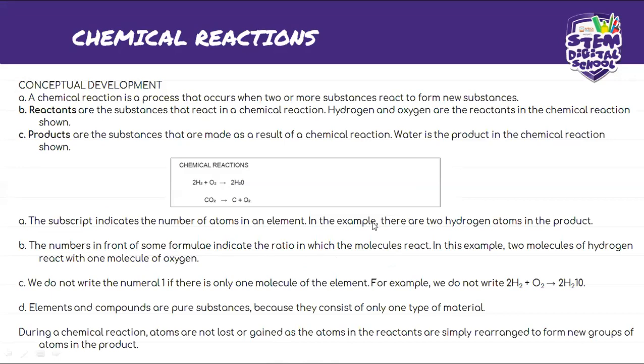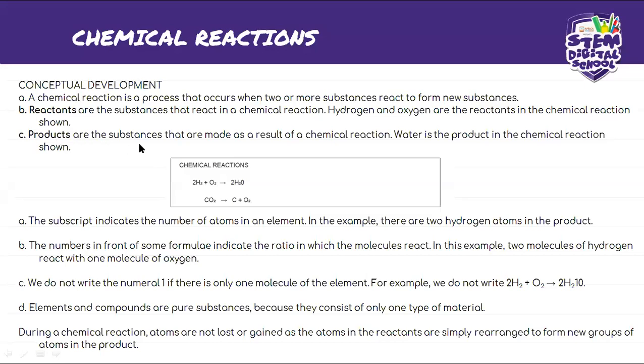A chemical reaction is a process that occurs when two or more substances react to form new substances. So you must take note of this explanation. And what are reactants? Reactants are substances that react in a chemical reaction. For example, if you look at the equations below, you have hydrogen and oxygen that are the reactants in the chemical reaction shown, and then products.